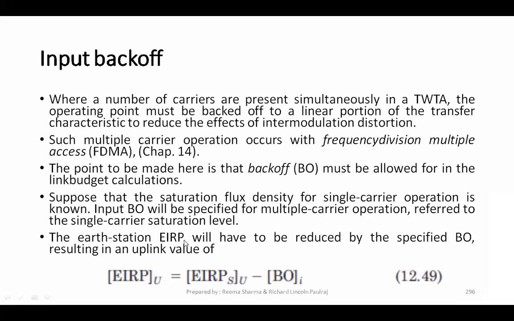The Earth station EIRP will have to be reduced by the specified back off, resulting in an uplink value. Which means your EIRP should be considered along with the back off. So BO i refers to back off at the input side.